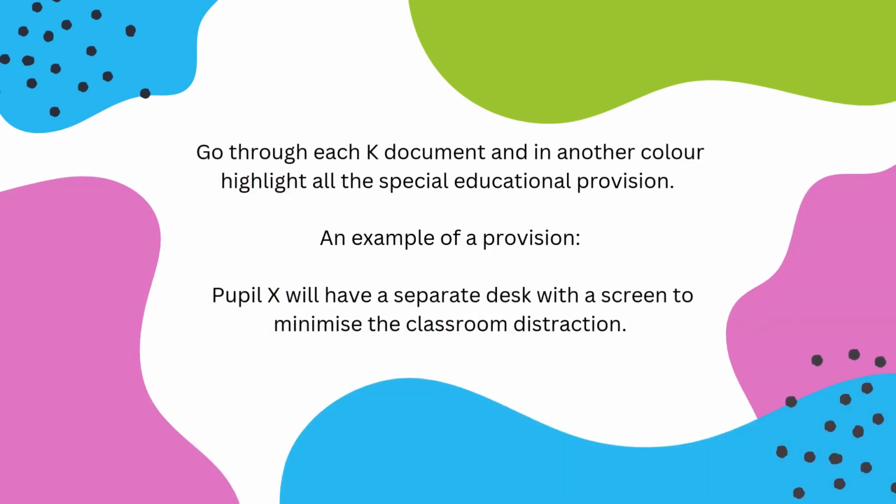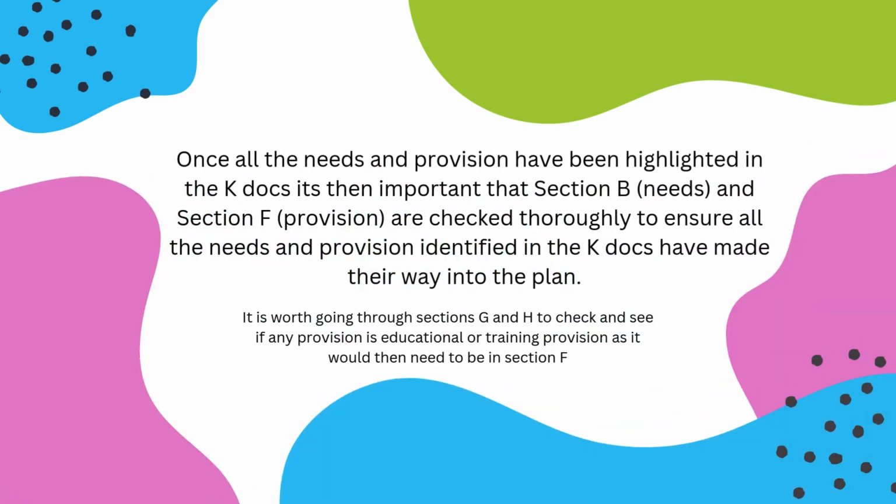Go through each K document and in another color highlight all the special educational provision. An example of a provision. Pupil X will have a separate desk with a screen to minimize the classroom distraction. Once all the needs and provision have been highlighted in the K documents, it's then important that Section B, the special educational needs, and Section F, the special educational provision, are checked thoroughly to ensure all the needs and provision identified in the K docs have made their way into the plan.